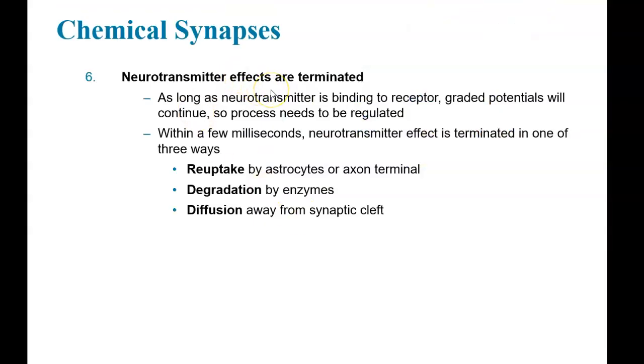The neurotransmitter's effects are terminated in three ways. Either reuptake by astrocytes, which are a type of glial cells, support cells in the nervous system that support the neurons, the nerve cells. Or reuptake at the axon terminal. It could also happen by degradation by enzymes, and also by diffusion away from the synaptic cleft. All right, so this is going to be the end for this chapter, and we'll continue on the next one.